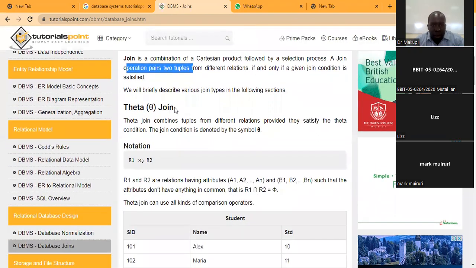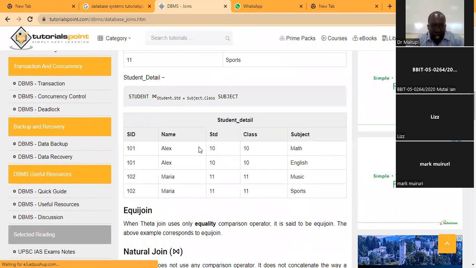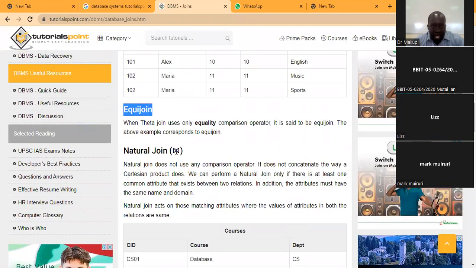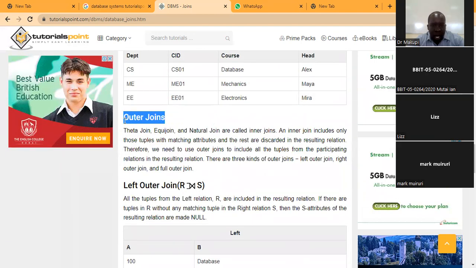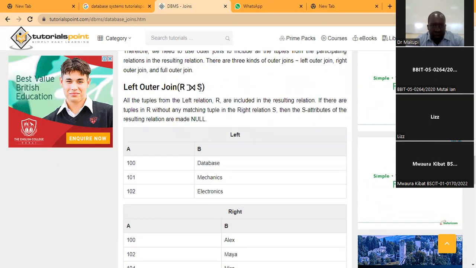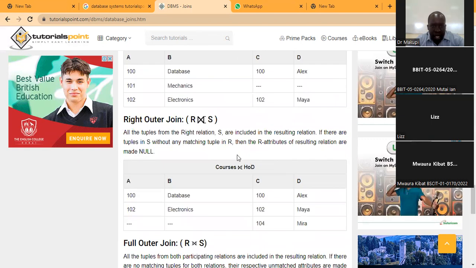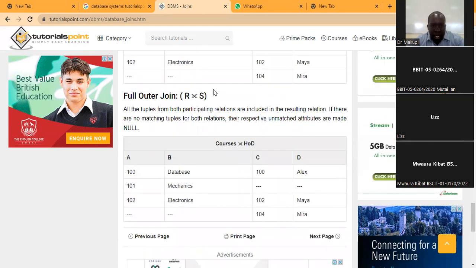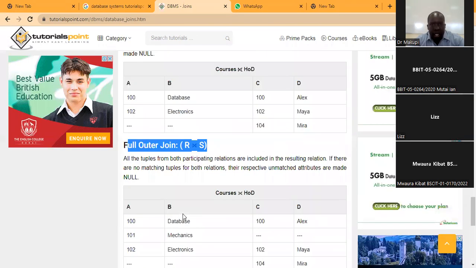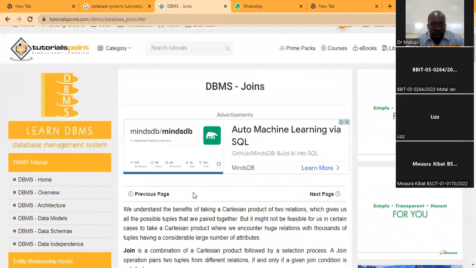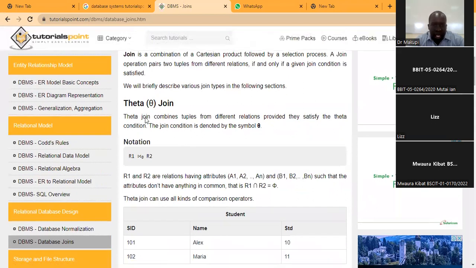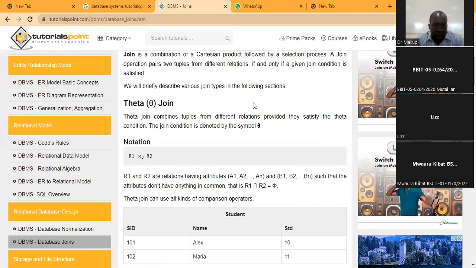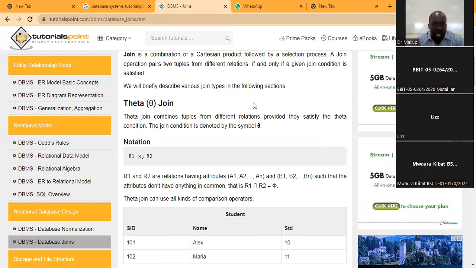So we want to distinguish between a theta join, the equijoin, and the natural join. We have also outer joins. Outer joins include left outer join, right outer join, full outer join. That is it. That's what we want to talk about. Now, to begin with, I want you to get it. Once you get it at the inception, it's good. You can roll back easily to the others once you understand the first one clearly.